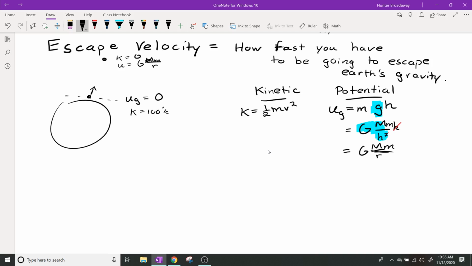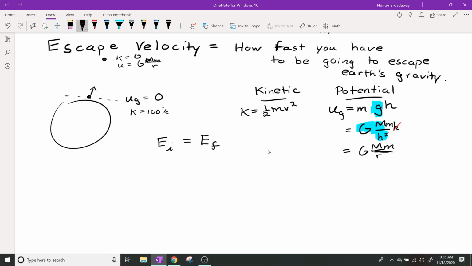This is just the law of conservation of energy, which we'll totally get into later, that says that the energy that you spent at the beginning is equal to the energy that you have at the end. So I'm just going to call it EI is equal to EF. Energy at the beginning is equal to energy at the end.